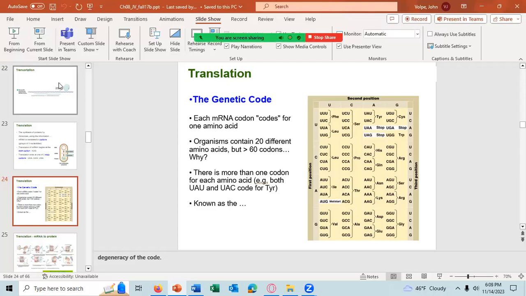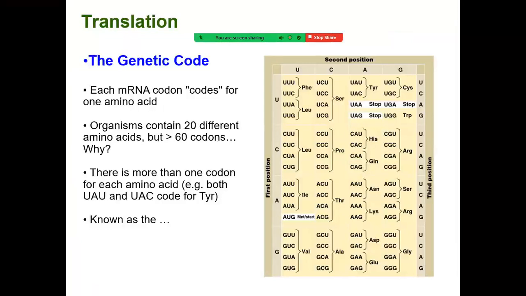Let me blow this up so I can see it further. There's only 2 amino acids which have one codon. Of course, there's methionine, which the only codon that codes for it is AUG. And then the other is tryptophan. You don't need to know that, but the only codon that codes for tryptophan is UGG.